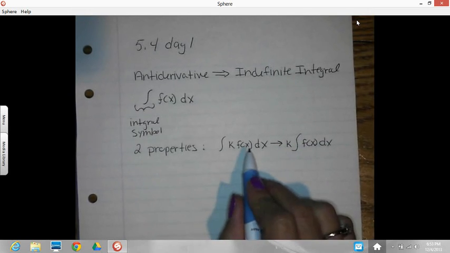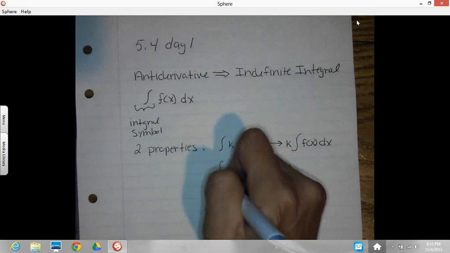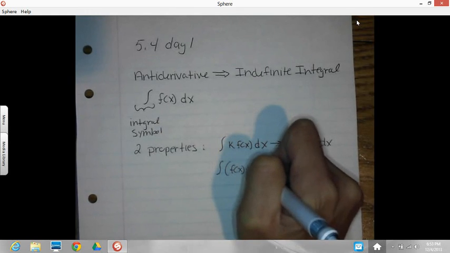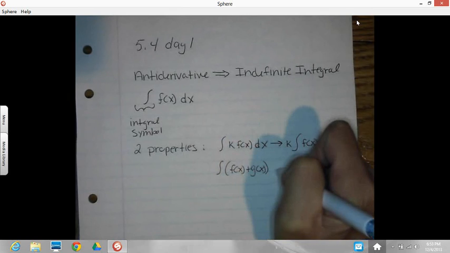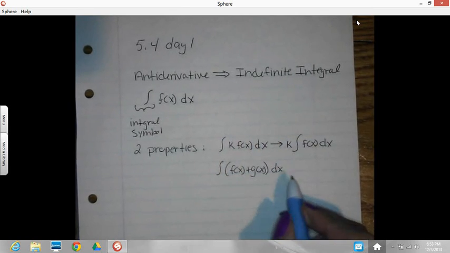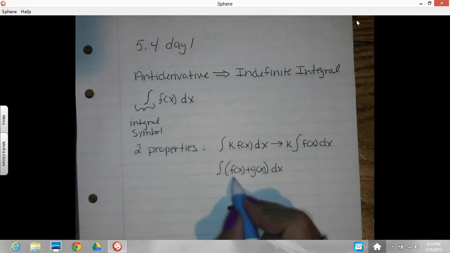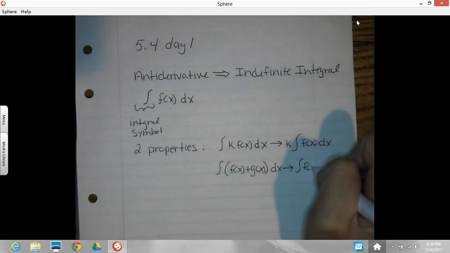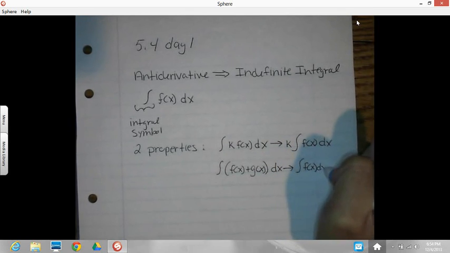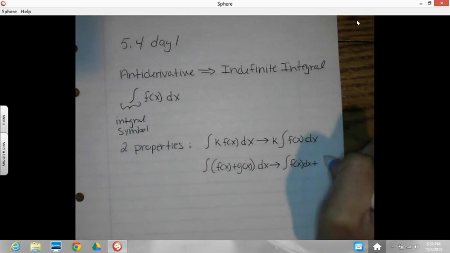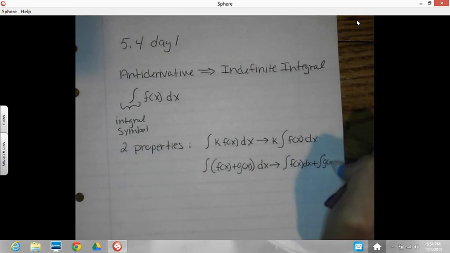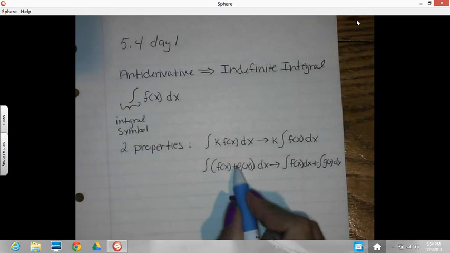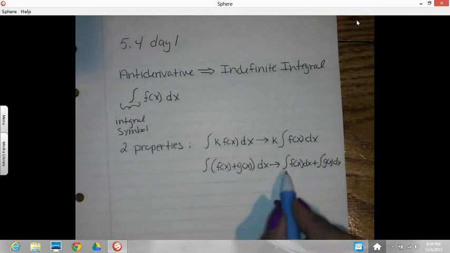Okay, there's one property. The other property, just like with derivatives, if you've got a couple of terms added together, f of x plus g of x, however many you have, and you got your dx, it's okay to do the antiderivative or the integral separately. So you can break it apart into the integral of the first term plus the integral of the second term, just like you do with derivatives. When there's add or subtract signs, you just do the derivative of each one, plus or minus the next derivative. Same thing here. So those are the two properties we're going to use.